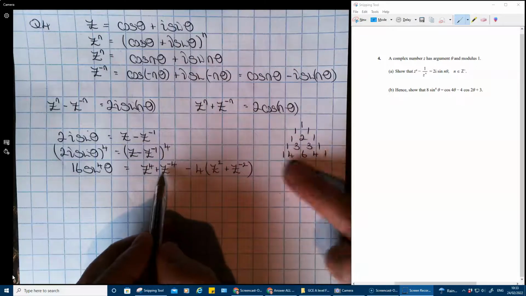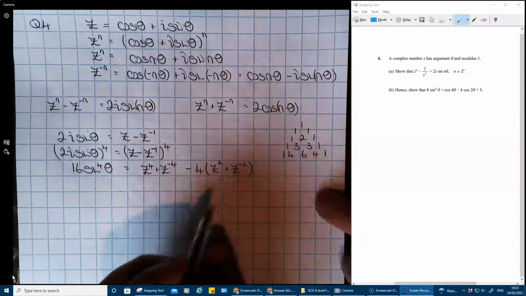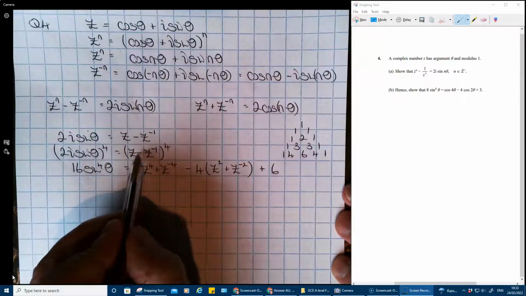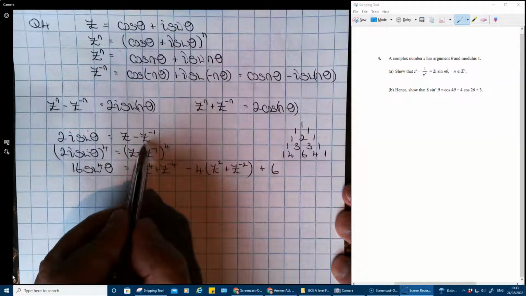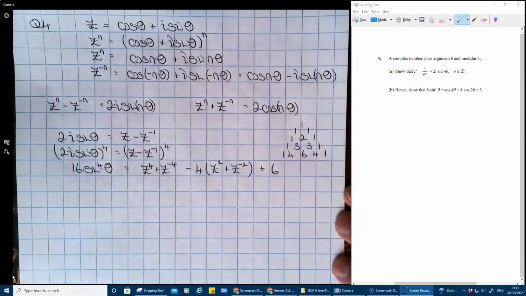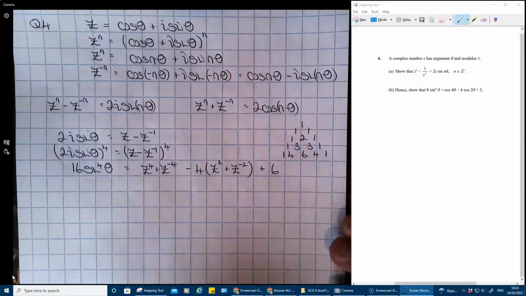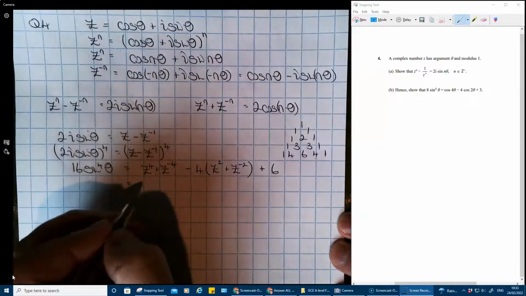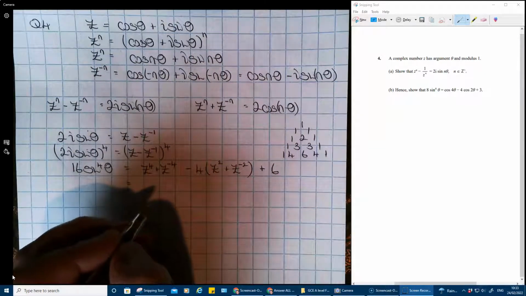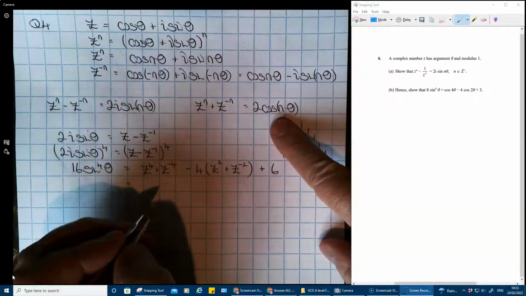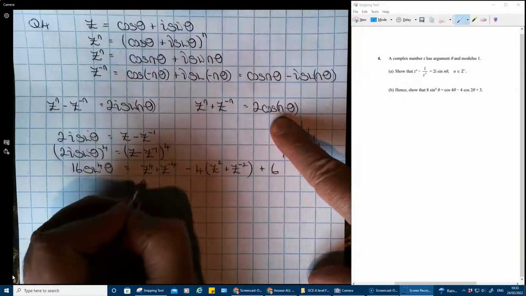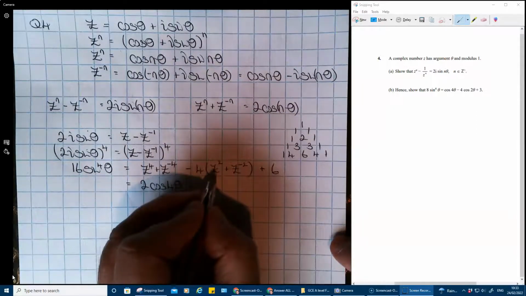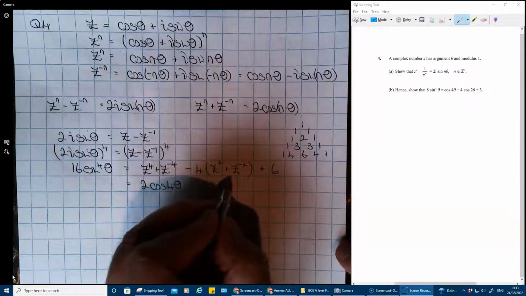So I've got the 1 and the 1. I've got the 4 and the 4, so I know the 6. And the middle term is z squared times minus z to the minus 1 squared, which is just 1. So I just get 6. Okay, now because of the way I paired these up, I know z to the 4 plus z to the minus 4 from up here. Z to the 4 plus z to the minus 4 is 2 cos 4 theta. I know z to the 2 plus z to the minus 2 is 2 cos 2 theta.